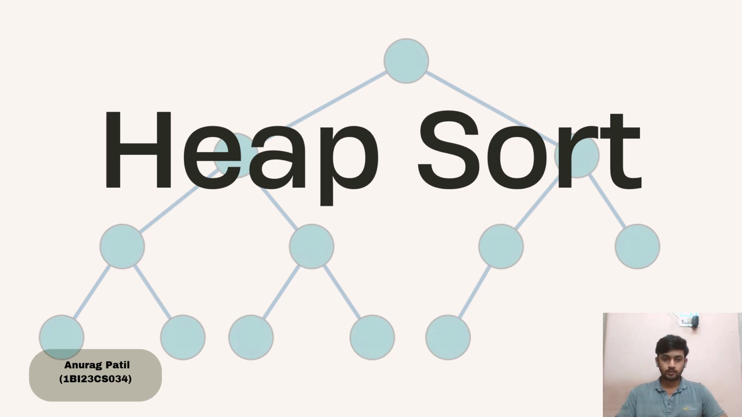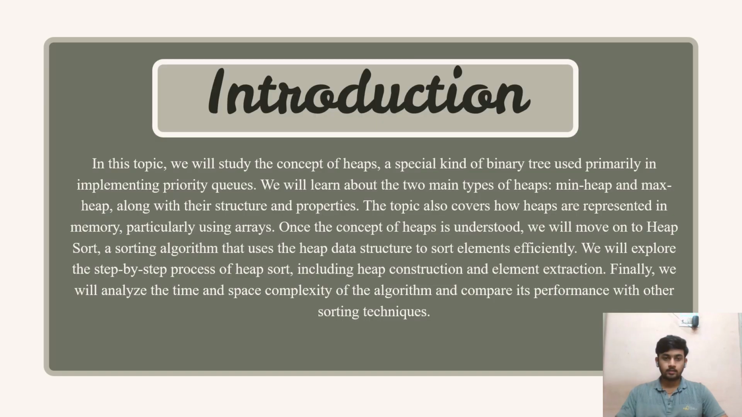So hello everyone. Today I'm going to explain the topic heap sort. In this topic we will study the concept of heap, a special kind of binary tree used primarily in implementing priority queues. We will learn about the two main types of heap, min heap and max heap, along with their structure and properties. The topic also covers how heaps are represented in memory, particularly using arrays.